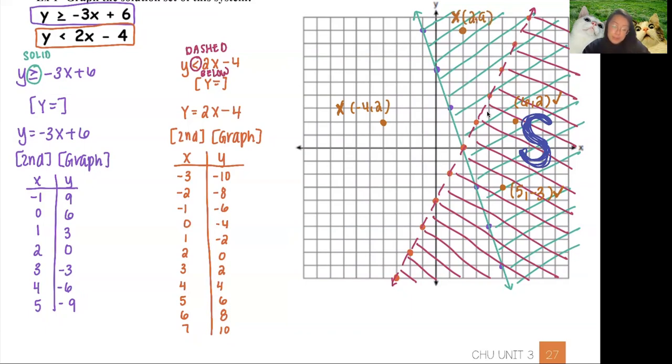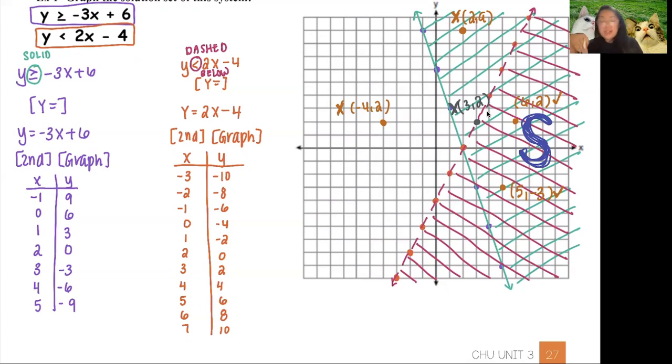I have a tricky one. Ready? The point 3, 2. 3, 2, that's this point right here in gray. That is not part of the solution. Last week when we did just one inequality, we always said that dashed lines are not part of the solution. If it's on a dashed line, it is not part of the solution.